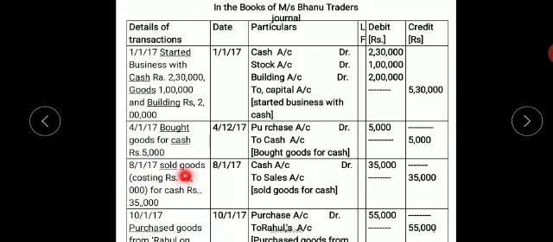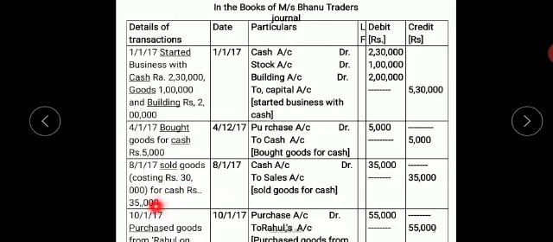On 8/1/2017, sold goods costing rupees 30,000 for cash, rupees 35,000. Now when I am selling goods, generation of income is there. So when generation of income is there, that means it is to be coming on the credit side, and I am receiving cash on the sale of goods, so increase in asset. So cash account is debited, to sales 35,000. Now this amount of 30,000 is the cost price of the goods that have been sold. So I will not consider it, because it is my purchase price.